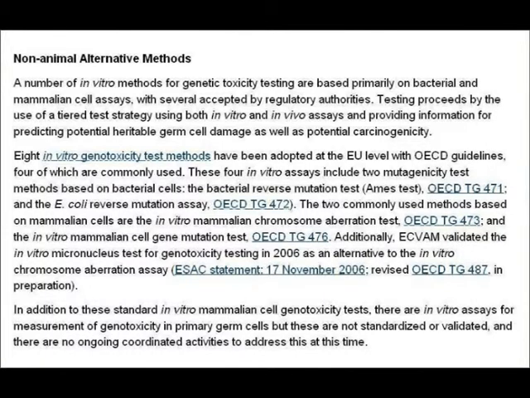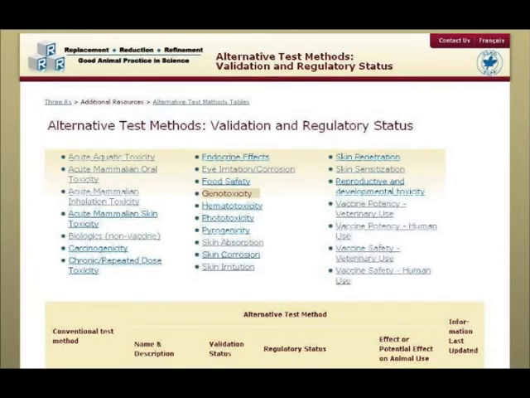OECD-TG472. The 2 commonly used methods based on mammalian cells are the in vitro mammalian chromosome aberration test, OECD-TG473, and the in vitro mammalian cell gene mutation test, OECD-TG476. Additionally, ECVAM validated the in vitro micronucleus test for genotoxicity testing in 2006 as an alternative to the in vitro chromosome aberration assay, revised OECD-TG487. Let's have a quick look at the Canadian Council on Animal Care's website to look at some of the alternatives in a little bit more detail.